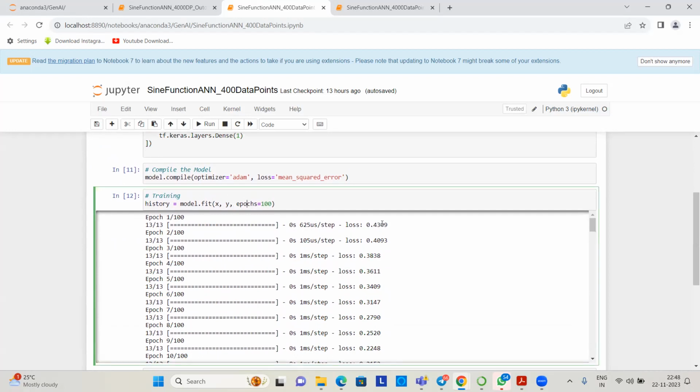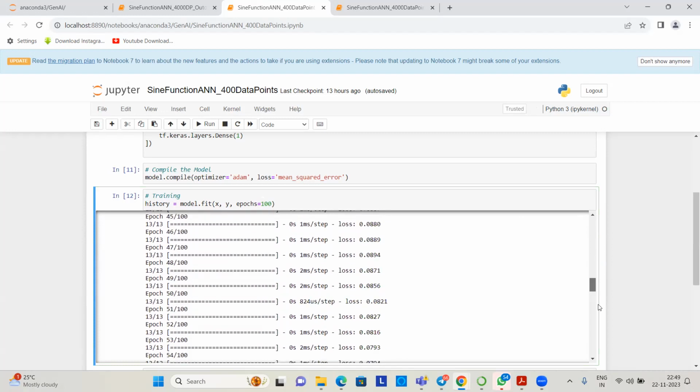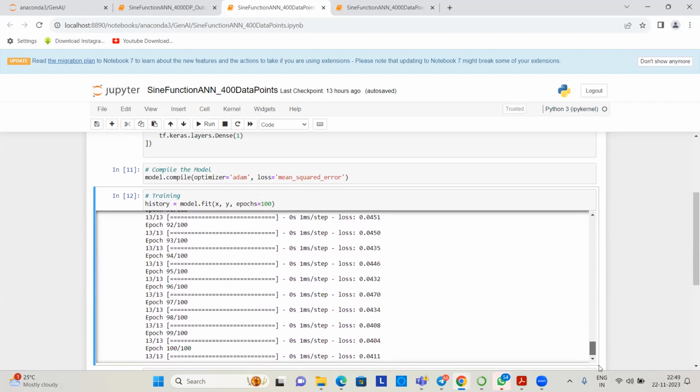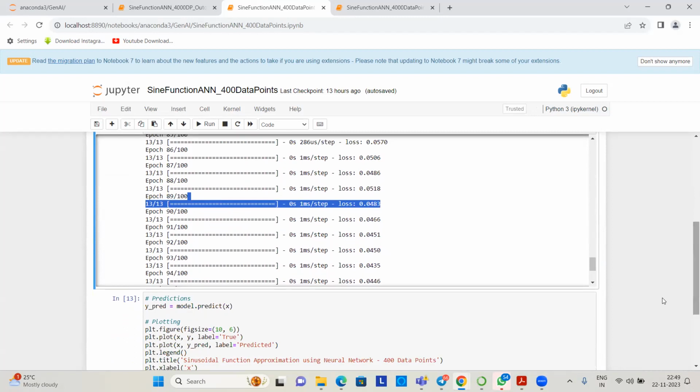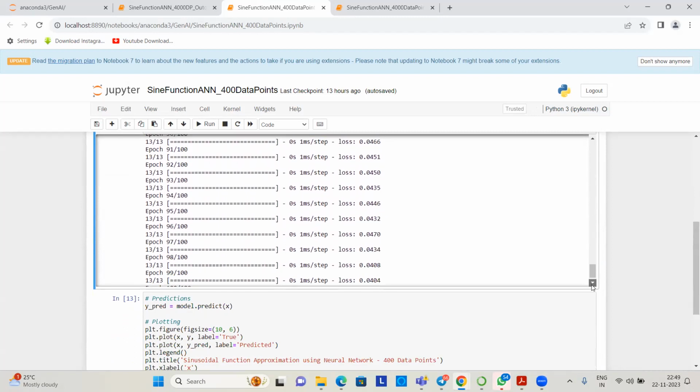I saw that the loss kept decreasing. So I think it trains it once and then again until a point comes. Of course, in this case, the number of epochs is fixed at 100. So which is why if you scroll down, you would see 100 epochs there. And this is the loss function.